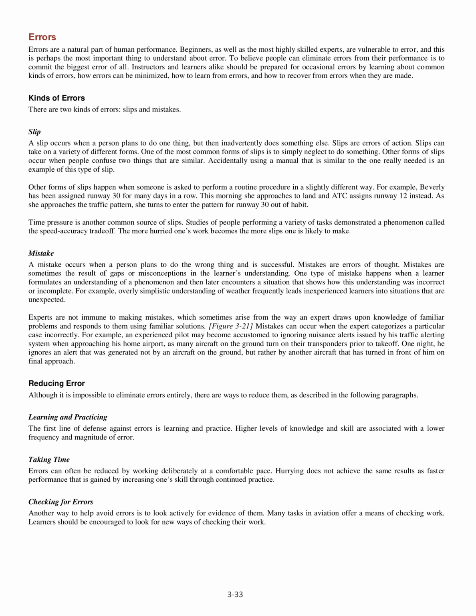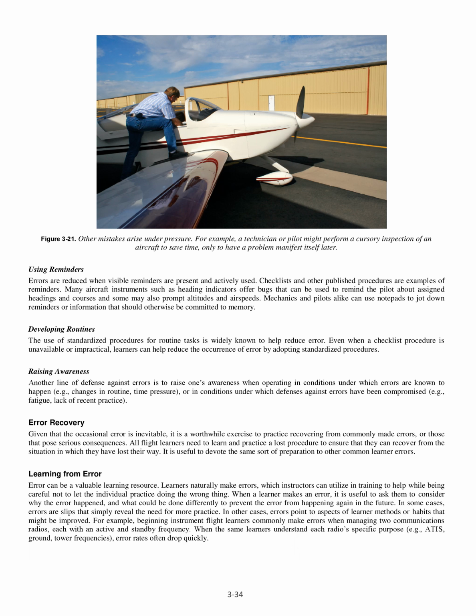Checking for errors. Another way to help avoid errors is to look actively for evidence of them. Many tasks in aviation offer a means of checking work. Learners should be encouraged to look for new ways of checking their work. Using reminders. Errors are reduced when visible reminders are present and actively used. Checklists and other published procedures are examples of reminders.